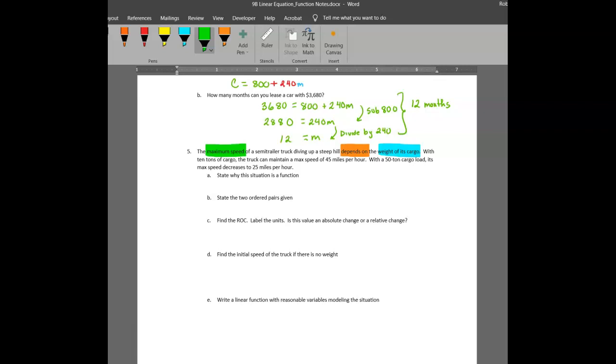So why is this situation a function? And if we recall, a function is each input has its own output. So this is a function because for every weight on the truck, there is only one max speed.